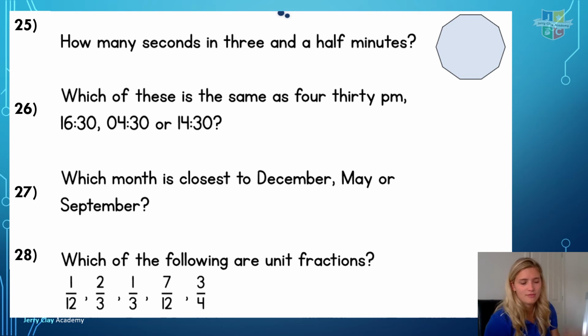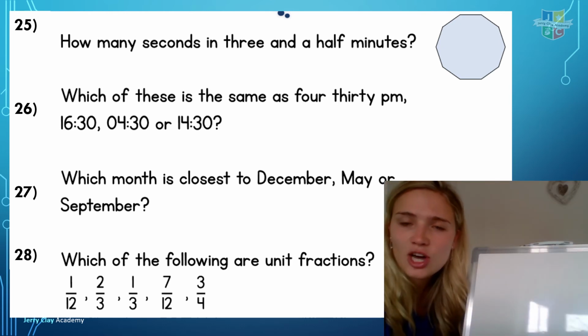If you find which one is right, maybe you could think of why the other ones are wrong, what is wrong about them. Then number 27, which month is closest to December, May or September? So you might have to count up in your months to see which month is closest. And finally, which of the following are unit fractions? So writing down which ones are the unit fractions.